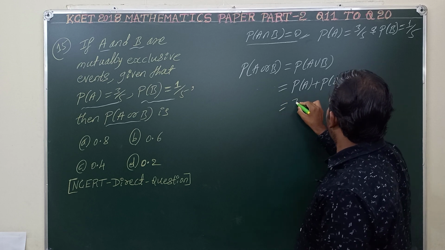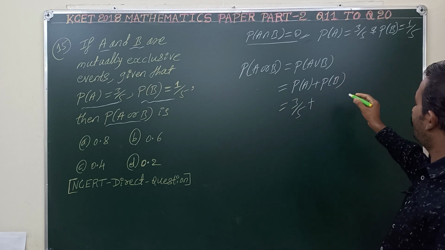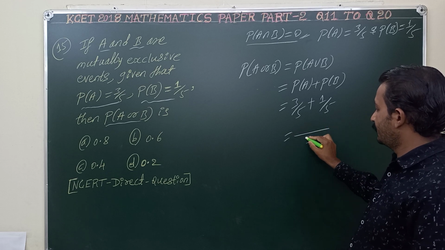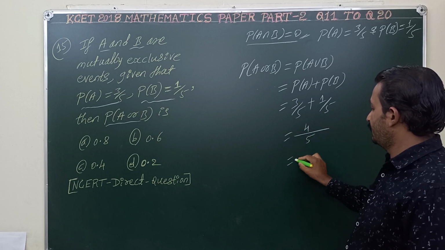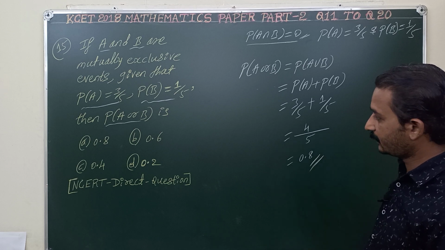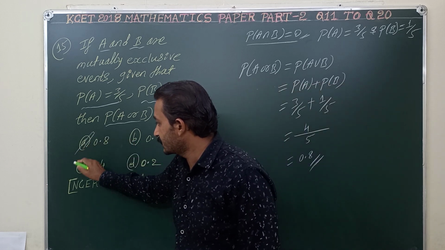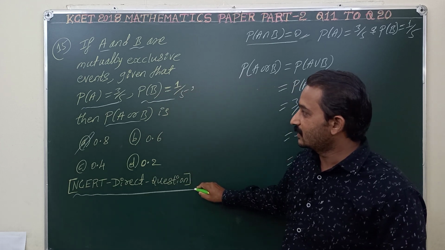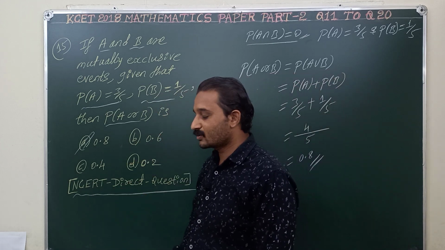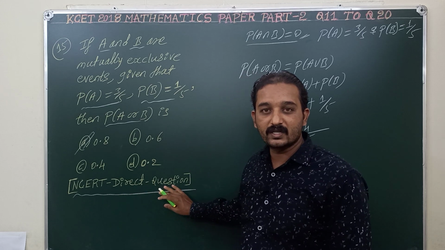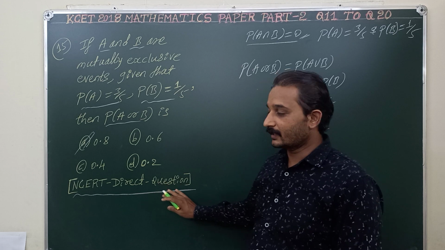Probability of A is 3 by 5 plus probability of B is 1 by 5. Here the denominator is the same, so add the numerators: 4 by 5, which is 0.8. 5 8s are 40, so 0.8 is the correct answer. Option A is correct. This is an NCERT question, a direct question. Without changing any numerical value, all the students solve this question easily because they have already solved this type of question in the NCERT textbook. Take down.